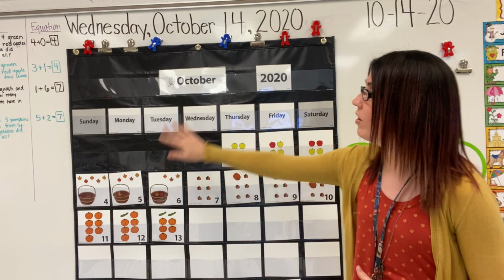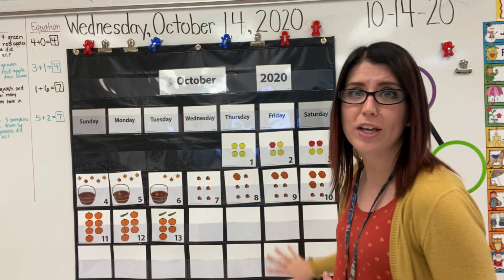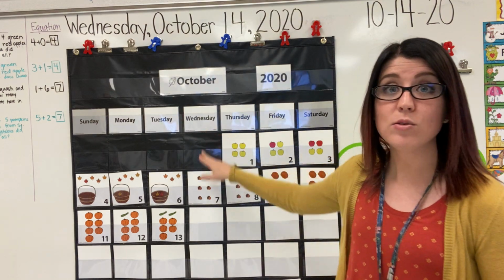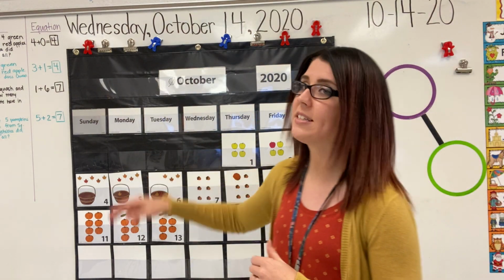So we are in the month of October and we're going to stay in October for 31 days. Now our day of the week today is Wednesday. Can you say Wednesday? Let's sing our days of the week real quick.